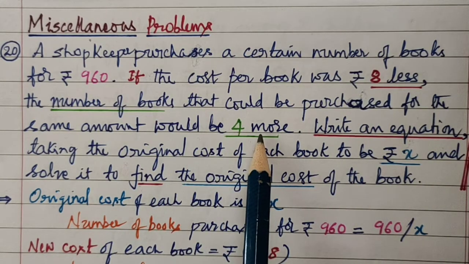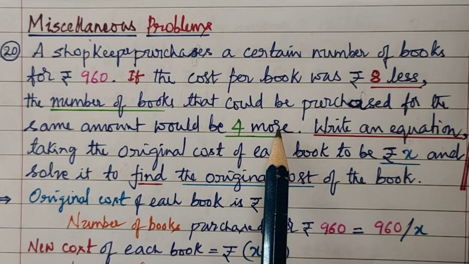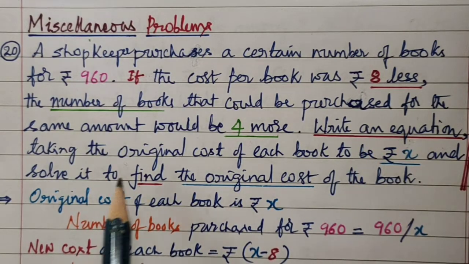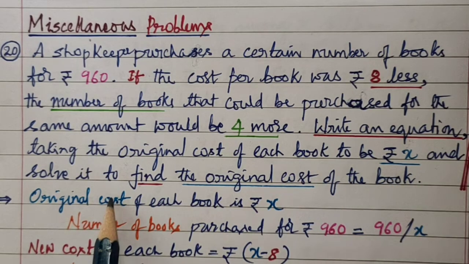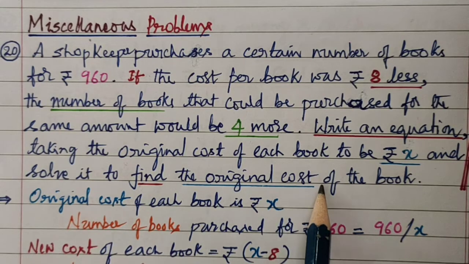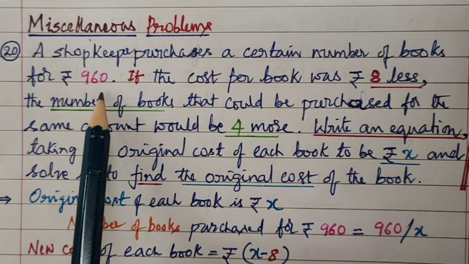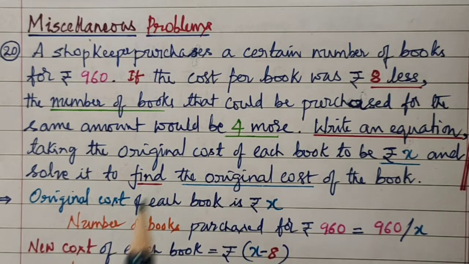If you would have paid 8 rupees less per book, you would have got 4 more books for the same amount. Write an equation taking the original cost of each book to be x and solve it to find the original cost of the book. He has purchased some certain number of books for the amount of 960. Then we need to find out the original cost of the book.